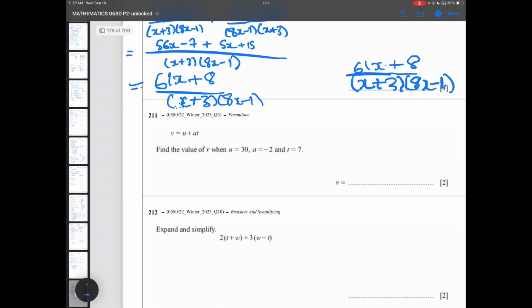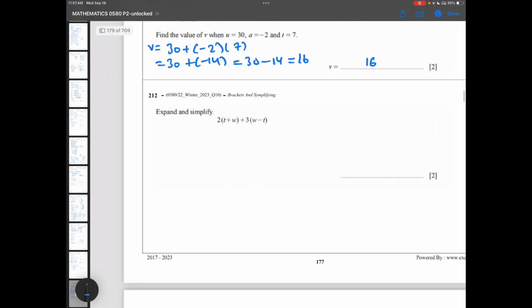Now in question number 211, the equation is v = u + at. We have to find the value of v when u is 30, a is equal to −2, and t is equal to 7. So we will just place the values of u, a and t in our equation. So v is equal to the value of u, 30, plus, in place of a I will write −2, and in place of t I will write 7. Now −2 into 7 is −14. When I open this bracket, this becomes 30 − 14 and this is equal to 16. This is the value of v.